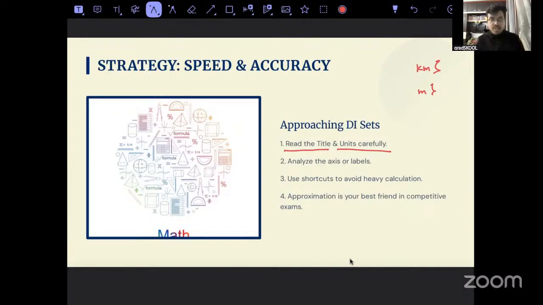Yeah, units. Units are the first thing you should be looking into very carefully. I made you understand that this is the x-axis, this is the y-axis. In some questions it might be given that this is the y-axis and this is the x-axis. You should also look into the axes properly, or the labels. What are labels, what are axes?